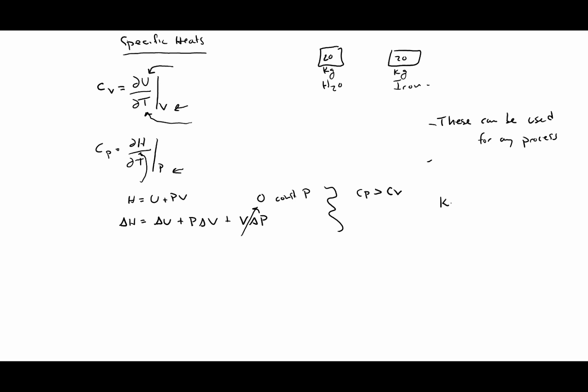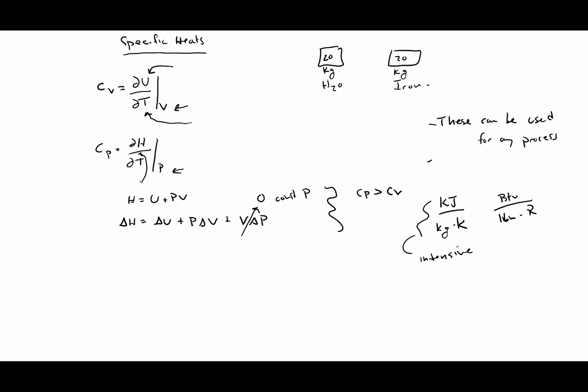Their units are normally something like kilojoule per kilogram Kelvin, or in English units, they could be BTU per pound mass Rankine. So specific heats are intensive properties, and that means that they don't depend on the size of the system. They're independent from the size of the system.